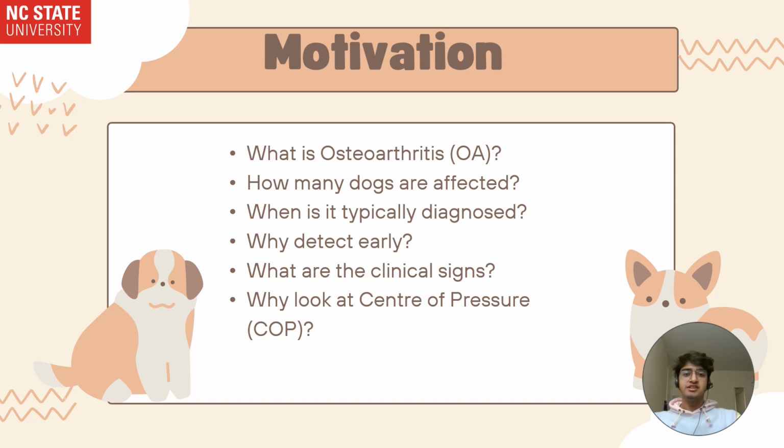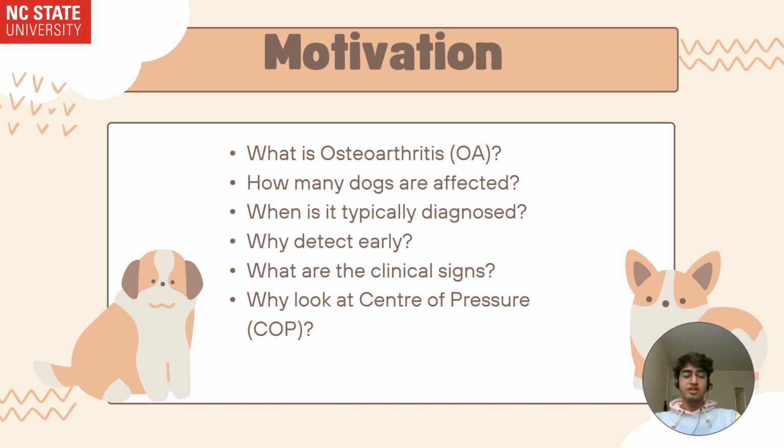Osteoarthritis is a degenerative joint disease that develops in dogs over a long period starting at a young age. It is commonly diagnosed after 8 years, and studies have shown that around 40% of young dogs have osteoarthritis. Now, why should we detect osteoarthritis early? Because clinical signs appear visually mild and are difficult to detect in young dogs.